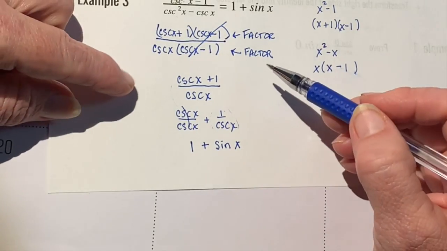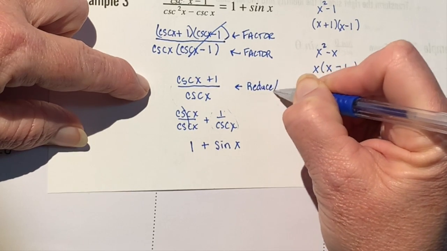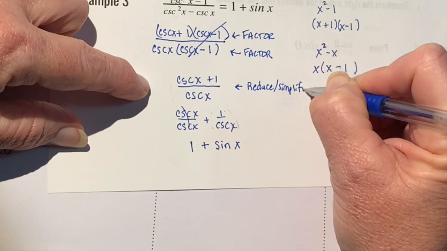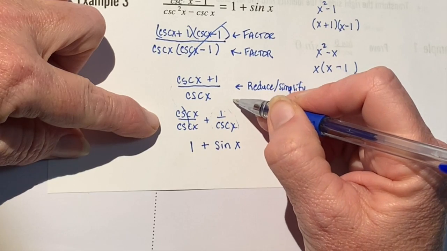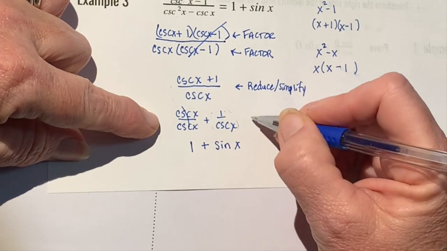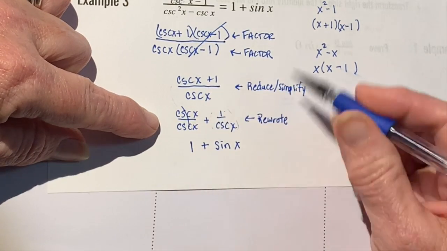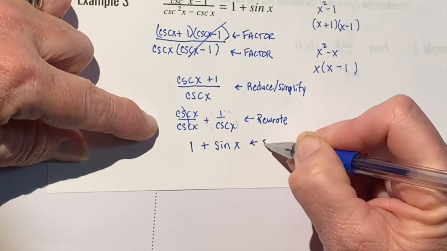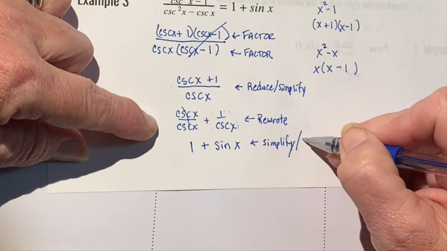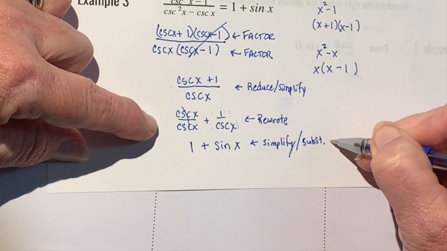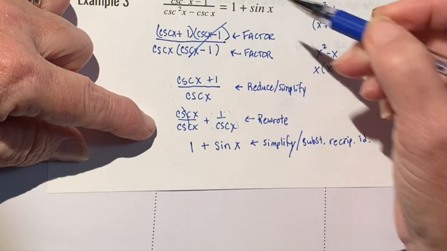Let me justify. So here I'm just going to say reduce/simplify. Simplified by reducing, dividing out the common factor. From here to here, I basically just rewrote it in a different way. I mean, it was the same thing. I just rewrote it. And here I just did simplify and substituted the reciprocal identity. And that kind of justifies my steps.